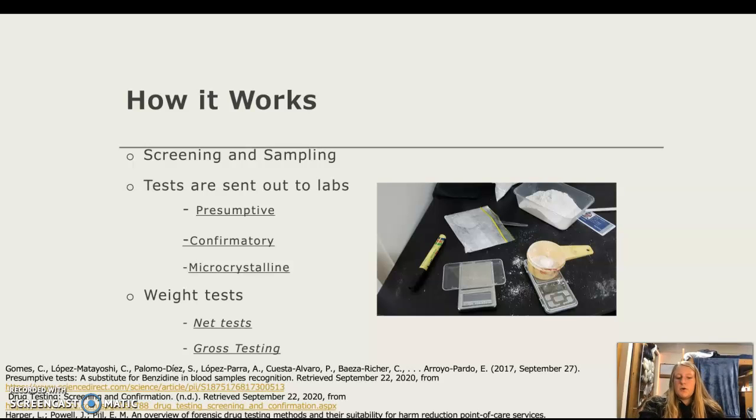And according to an overview of forensic drug testing, the microcrystalline test is a test that results in the formation of microcrystals that form when a specific reagent is applied. The good thing about these tests is they are low cost, highly accurate, and there doesn't need to be a high amount of drug for it to be detected. Then there's also weight tests. There's two different kinds, net and gross. The net test is the entire package and everything in it. The gross test is only the contents inside the package that is suspected to contain drugs.